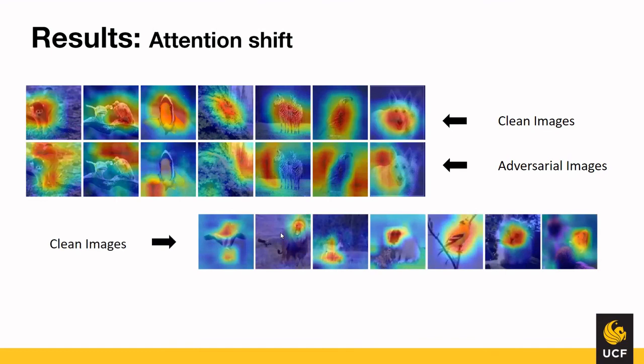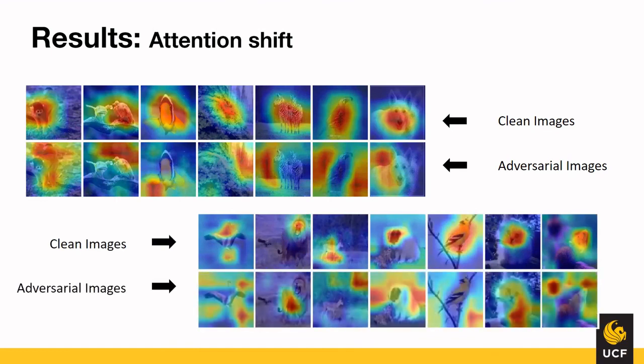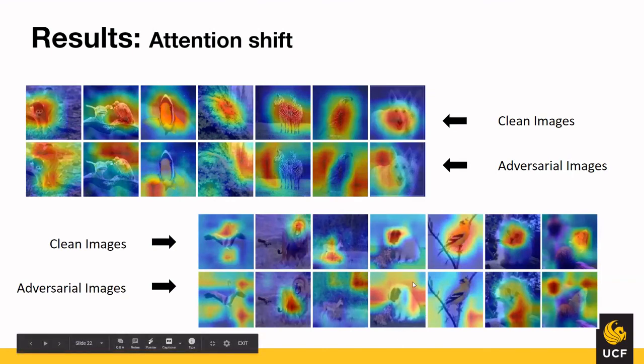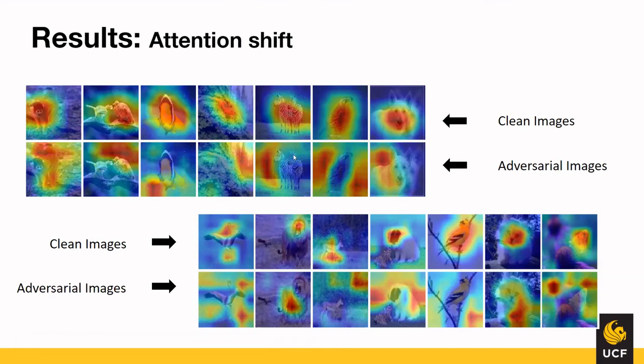And here's just one more row. Here are the clean images, their resulting adversarial images, and the attention shift. There are, of course, some perturbations which result in a more noisy attention shift, but for the most part, the attention is shifted away from the main object but still tends to be focused around a small point in the image.